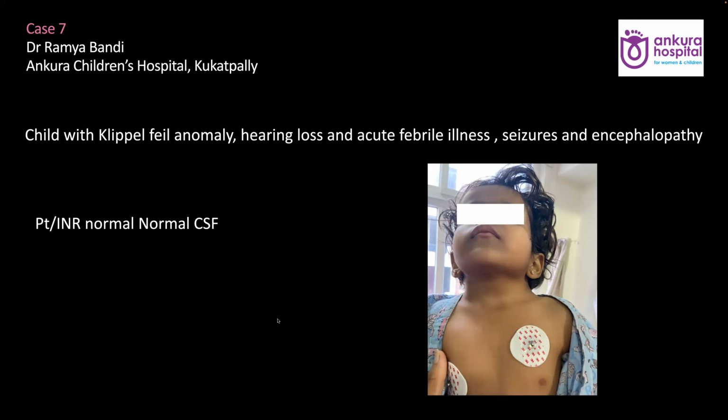So this child is a 4.5-year-old who has severe hearing loss, for which the child is taking treatment. The child also has a short neck and other dysmorphic features. Other than hearing loss and speech delay, the child was otherwise well cognitively. This child suddenly had an acute febrile illness.